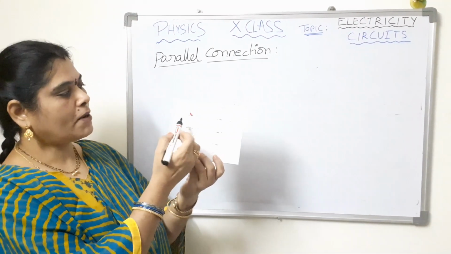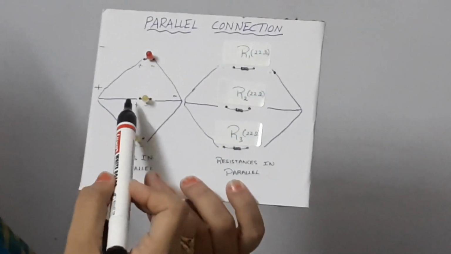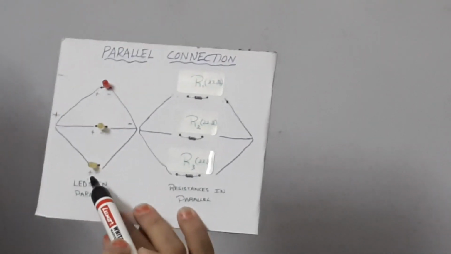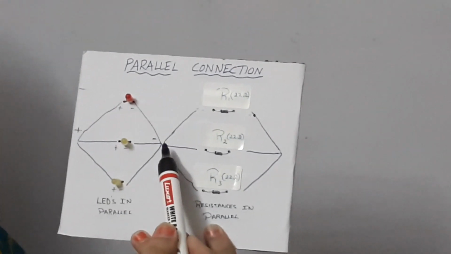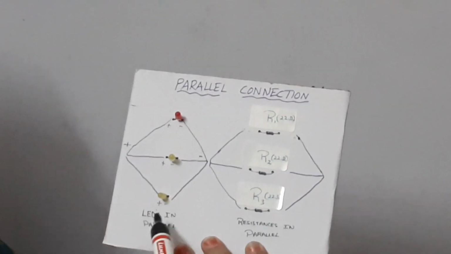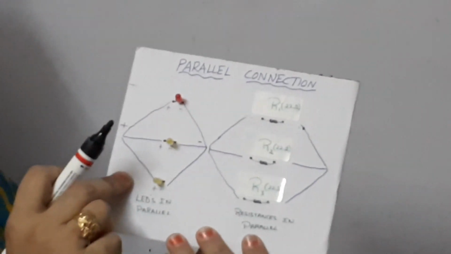Parallel connection: the bulbs are connected like this. Here the positive end of each bulb is connected to one end and the negative end of each bulb is connected to the other end. And these ends are connected to the battery. Then this type of connection is known as parallel connection.